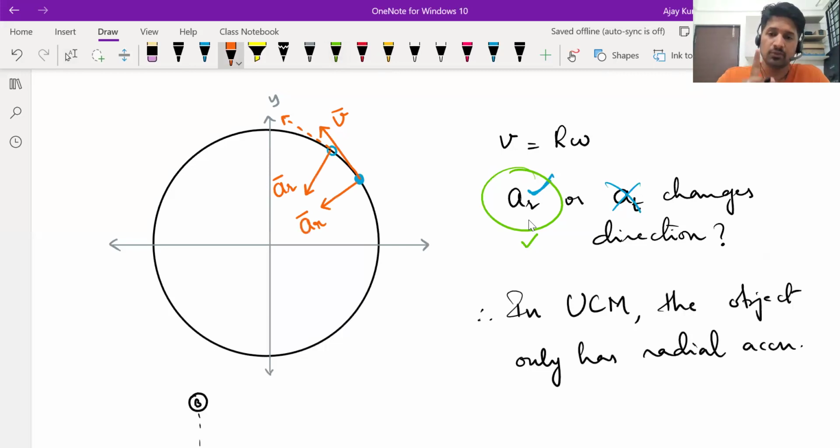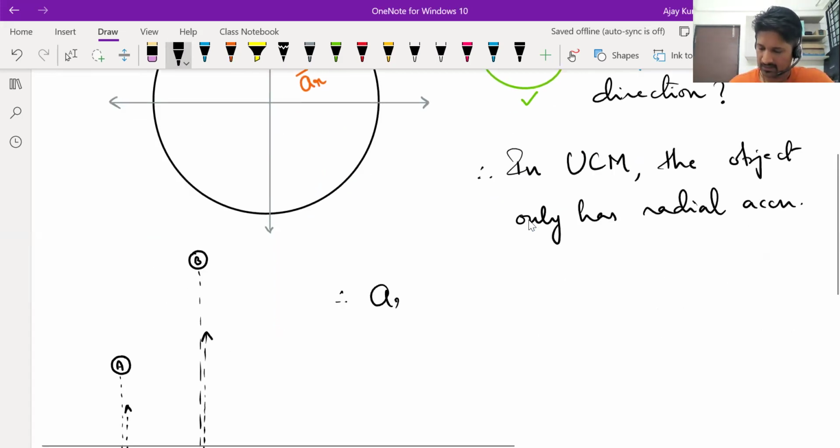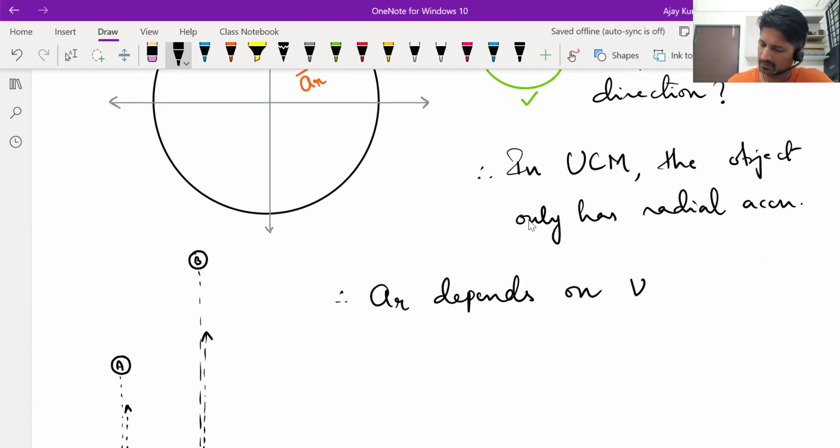And the effort you need to put to change the direction of an object depends on the speed with which it is moving. So effort means force. The force required to change the direction of an object depends on the speed with which it is moving. That means the acceleration that is required to change the direction of an object should also depend on the speed with which it is moving. Okay. Therefore, we can conclude that radial acceleration depends on V, the speed with which the object is moving. Are you all convinced with this explanation or not?